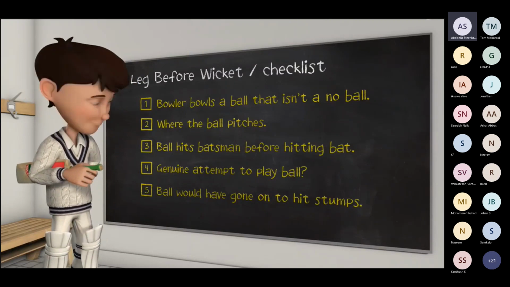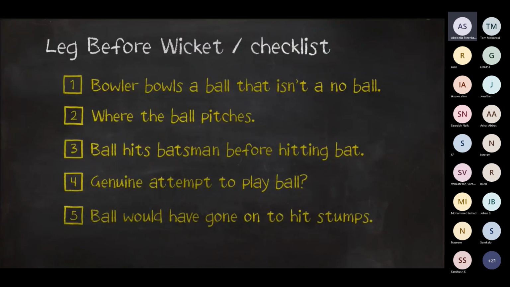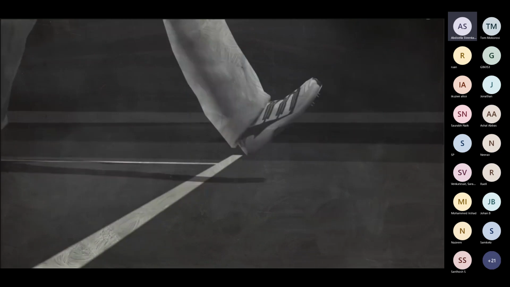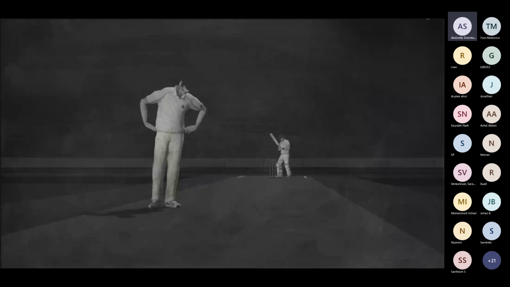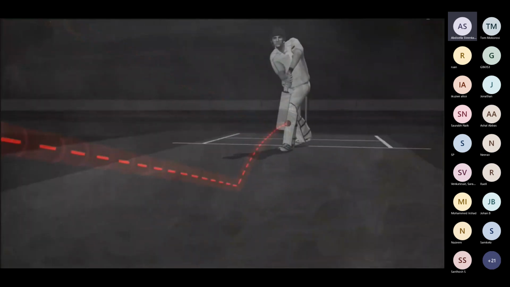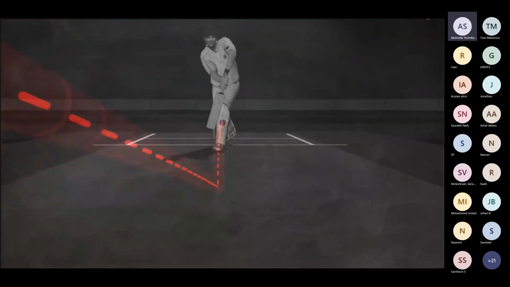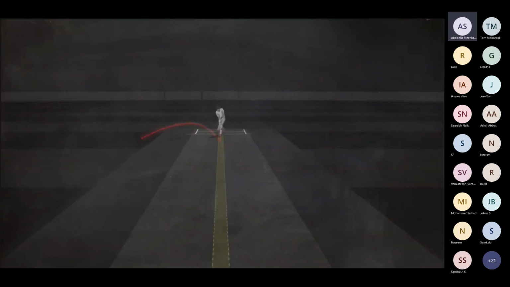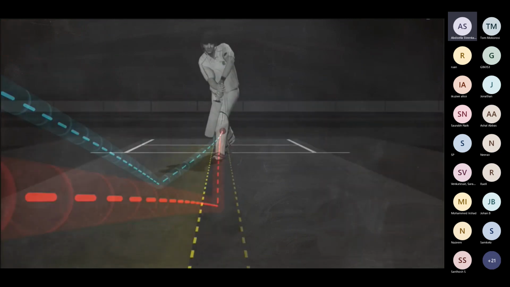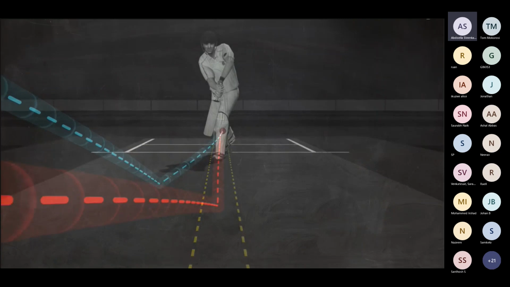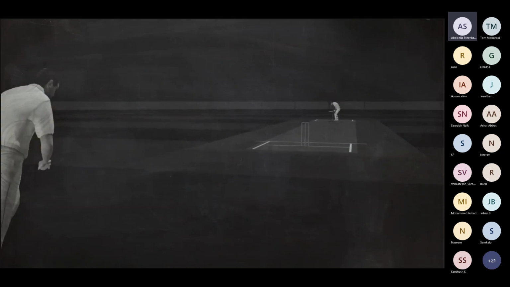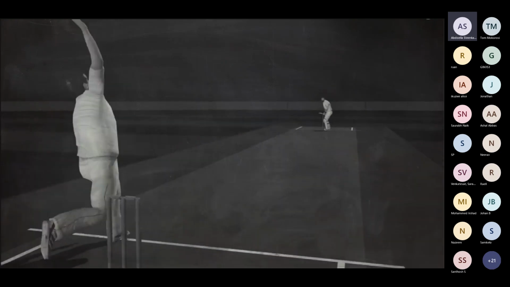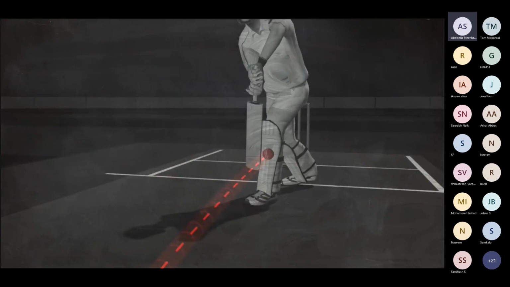There are five basic criteria to consider. The batsman is out, leg before wicket, if 1. The bowler bowls a ball that isn't a no ball, unlike this poor fellow. 2. The ball, if it is not intercepted on the full, pitches in line between wicket and wicket or on the offside of the batsman's wicket. It cannot be out if the ball pitches outside the line of the leg stump. 3. The ball hits the batsman either full pitch or after pitching and before he hits it with his bat.